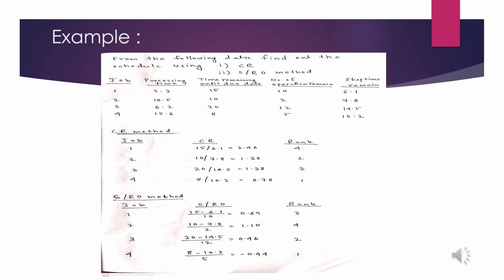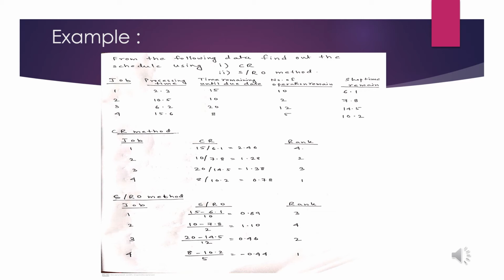The third one is 20 divided by 14.5, which is 1.38, and the fourth job's due date is 8 and the shop time remaining is 10.2, so that is 0.78. If we now follow the same concept to schedule the jobs from lowest to highest, the first job to be completed is 4, the second is 2, the third is 3, and the last job to be completed is 1.